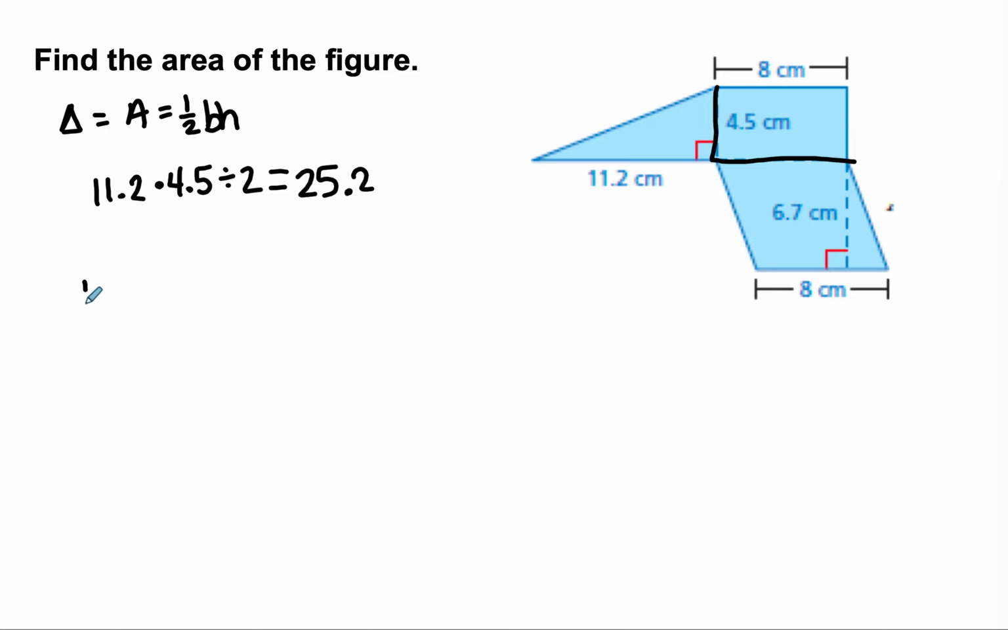Okay, now I'm going to do my rectangle. For a rectangle, we have area equals length times width, or base times height. Our length is 8. And our height is 4.5, that's this side. Okay, so I'm going to do 8 times 4.5, and that gives me 36.